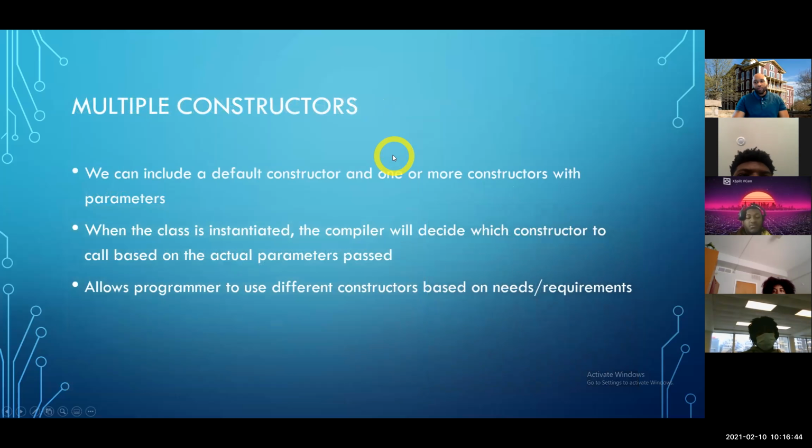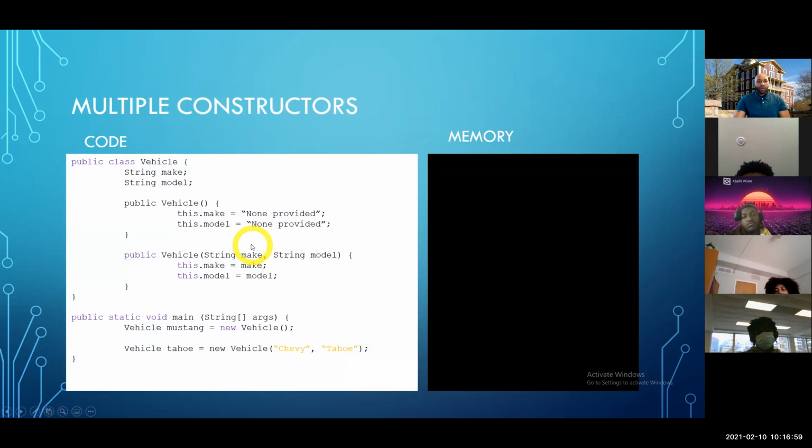And there's another thing in programming, your classes can have multiple constructors as well. It doesn't have to just be one, it can have one or many constructors. So here is one with both those constructors. It has a default constructor and it has a constructor with parameters. And so depending on how I create my objects, the compiler will decide which constructor to call.